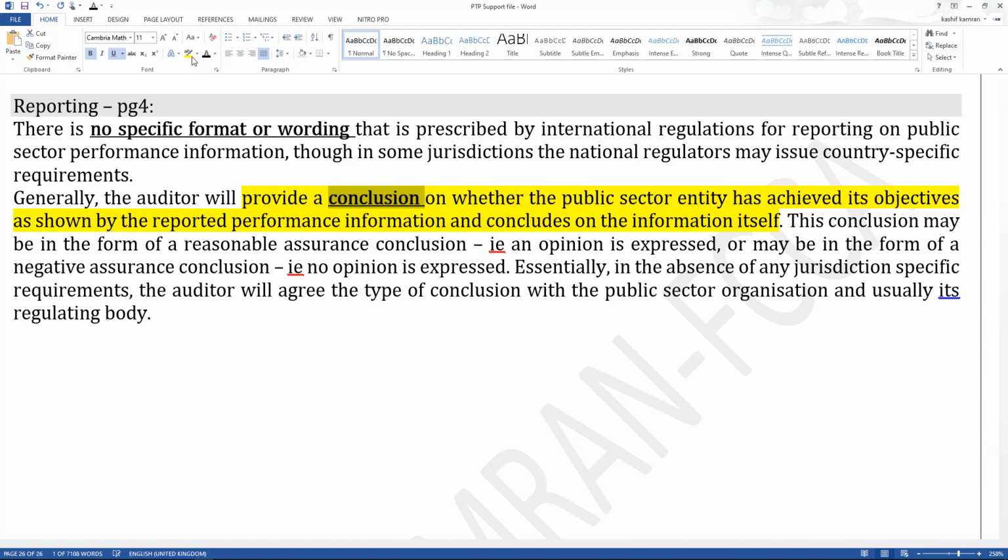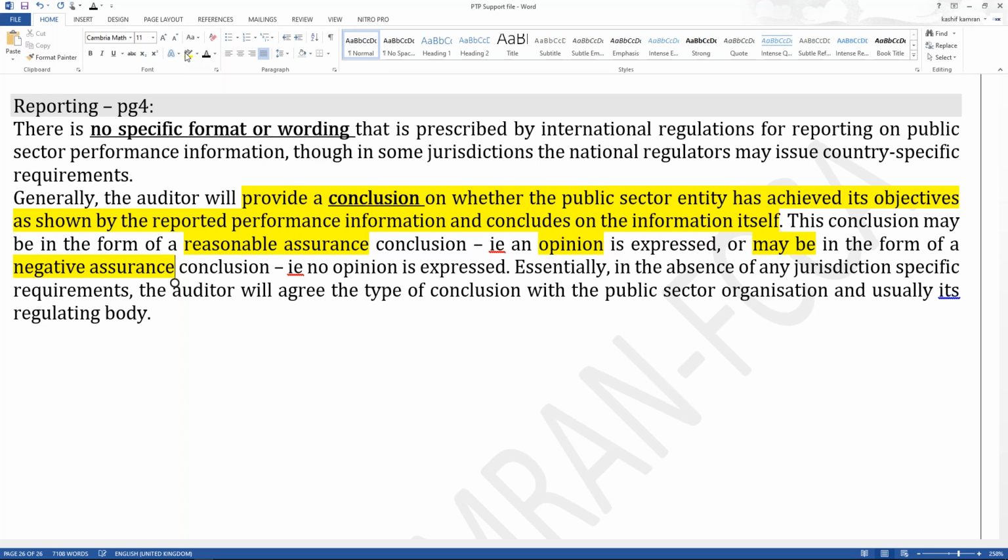This conclusion may be in the form of a reasonable assurance, as you do in the audit. That is an opinion. Or maybe in the form of a negative assurance. That is a moderate assurance, right? So that means in an audit of performance information, your conclusion can be reasonable and your conclusion can be moderate. Now, when it is confusing, then you have to consult the management. You need to ask the management what assurance you need.